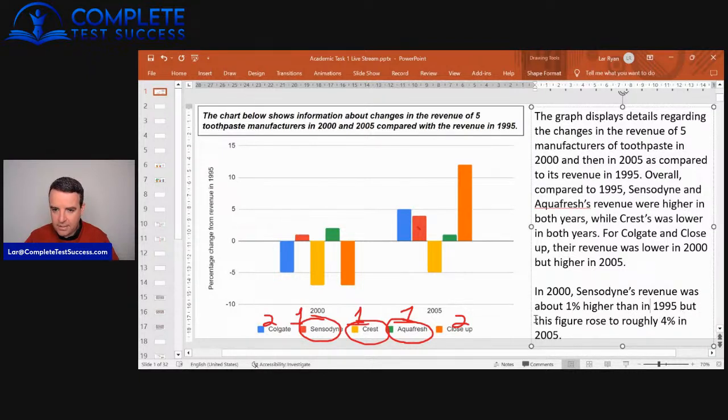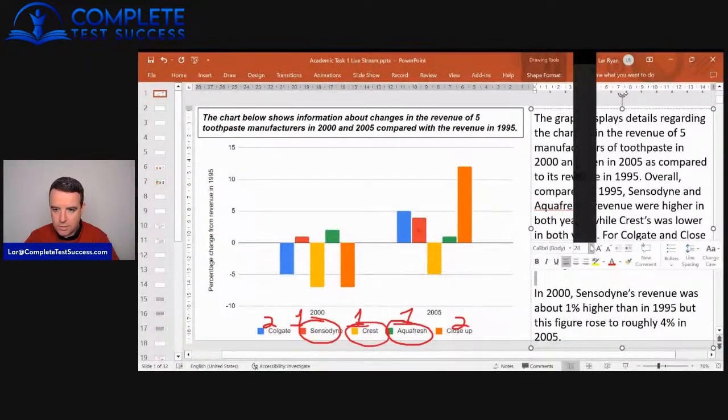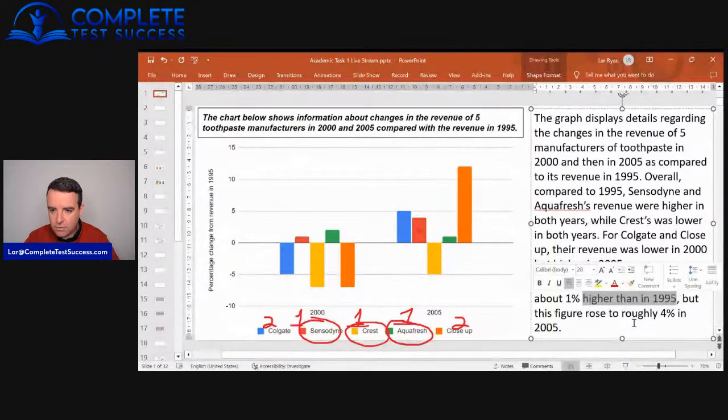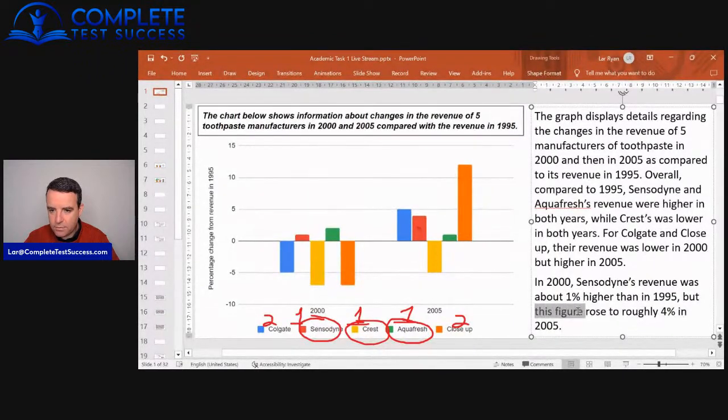Now, you have an independent clause coming up next, so I'm going to change that to a comma. We need a comma here. But this figure rose to roughly 4% in 2005. Lovely. So we don't need to repeat higher than in 1995 because that's already implied. This figure, what figure? The figure compared to 1995.